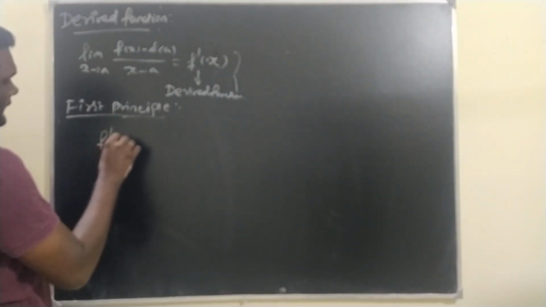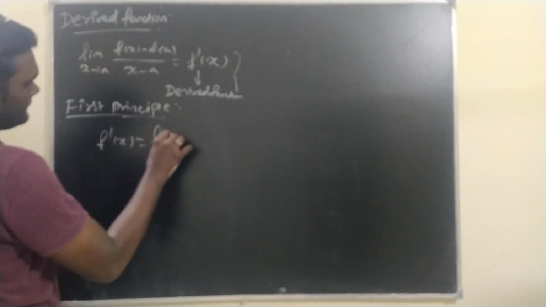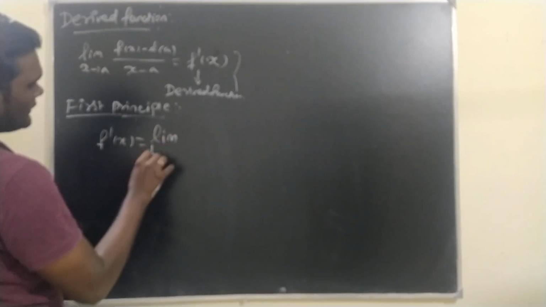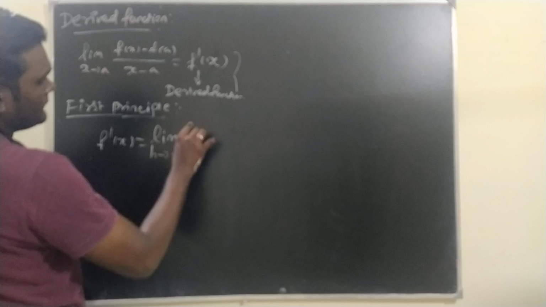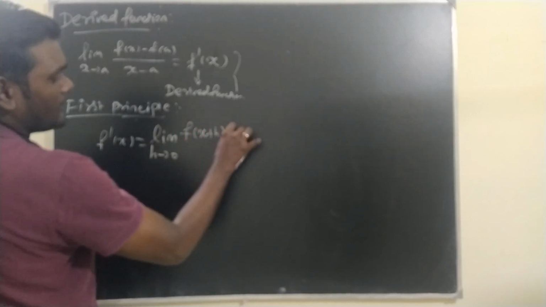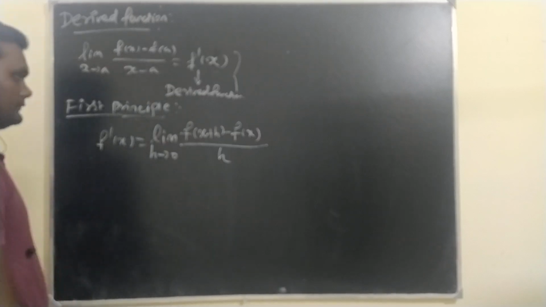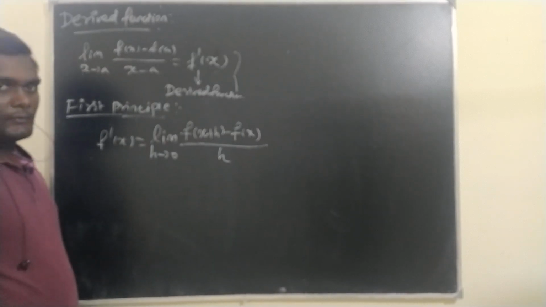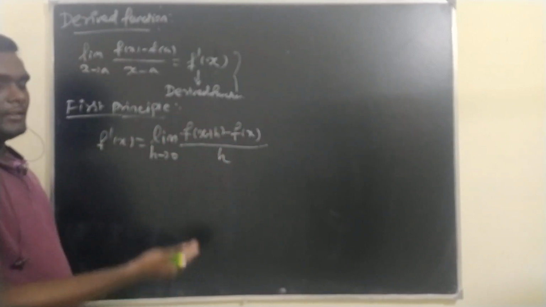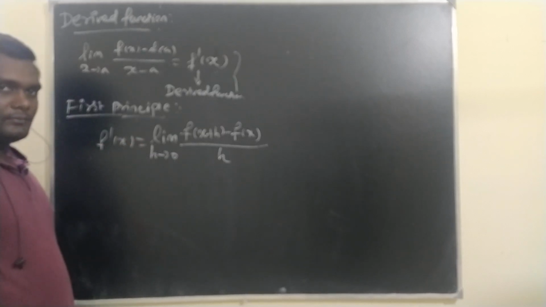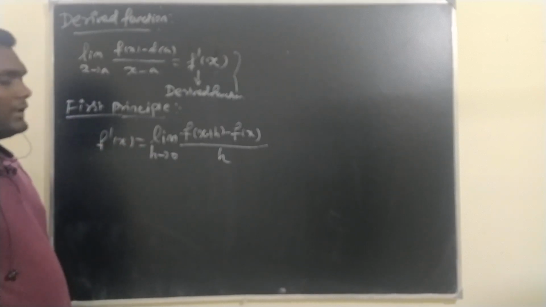f dash of x equals limit h tends to 0, f of x plus h minus f of x divided by h. Whatever function is given, if you apply it in this, you will get the derivative of the function. Okay, this is one method of finding the derivative.